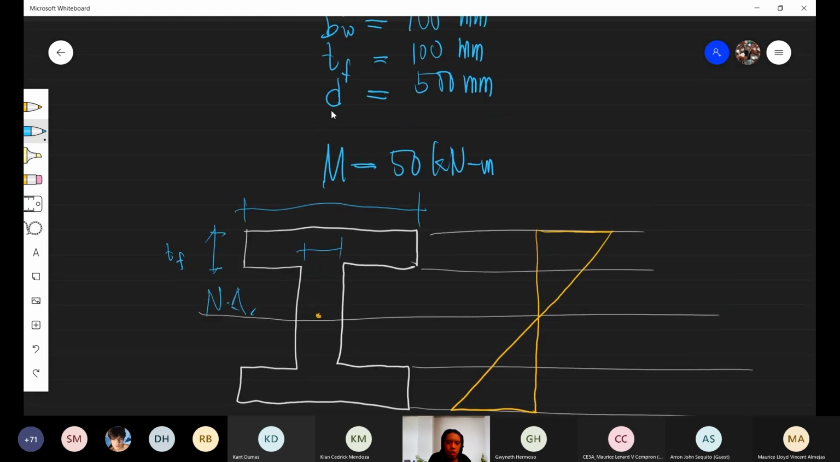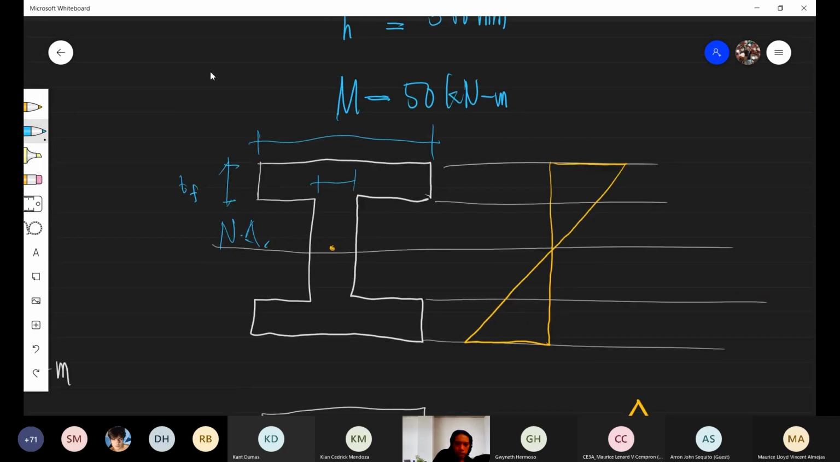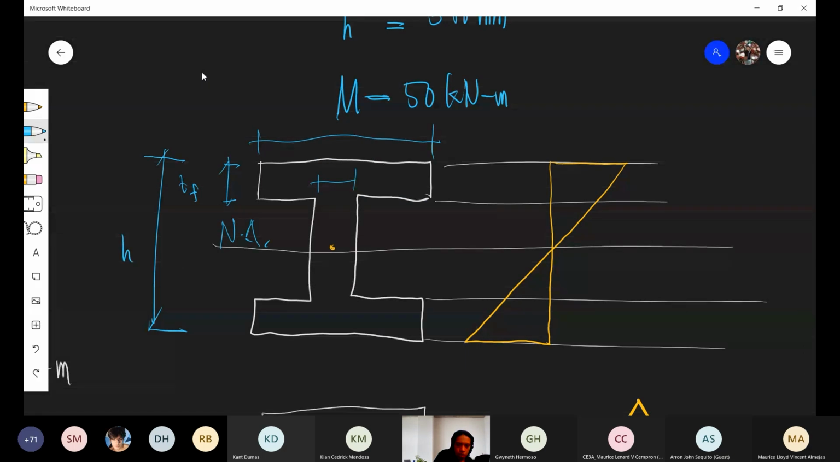Or sometimes, in RCD kasi, D is the effective depth. So let us not use D na lang for the sake of our uniformity. Para diri ka mo malipat pagkatunit RCD. Let's use H na lang as the overall height or the overall depth. That's the height. Okay? Yan.